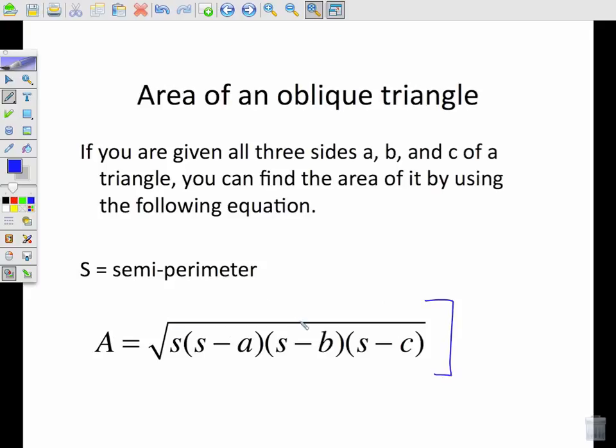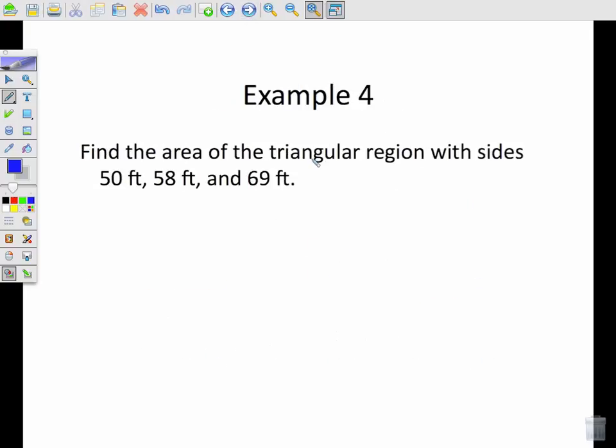Area of an oblique triangle. So we have other formulas here. Here's another formula. You want to pause and maybe get this written down. This would be if you are given all 3 sides of a triangle and you need to find the area of it. S is semi-perimeter. Semi-perimeter would be half the perimeter. And then you substitute the values in.